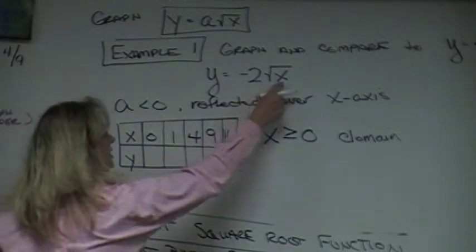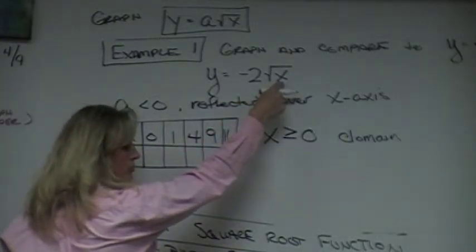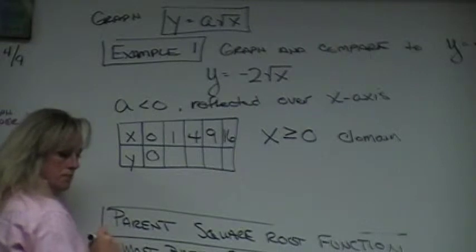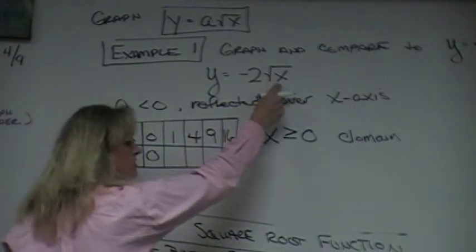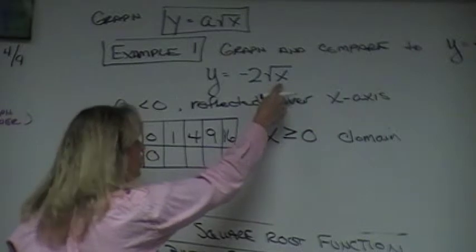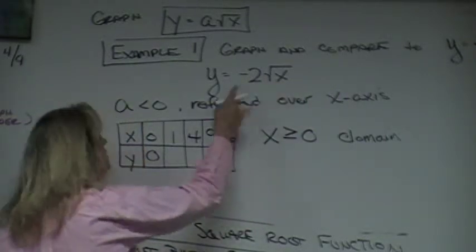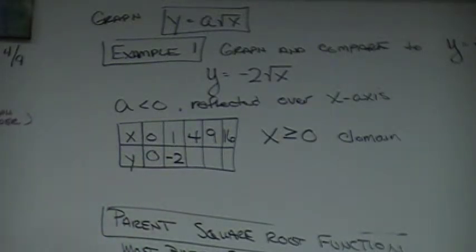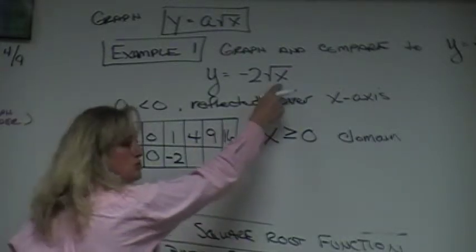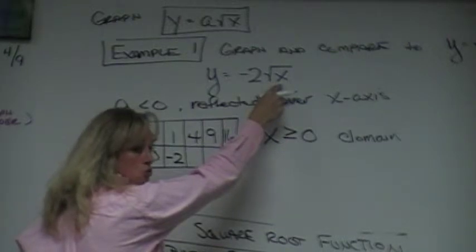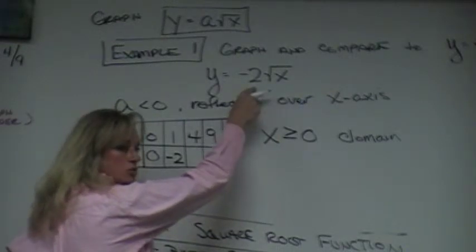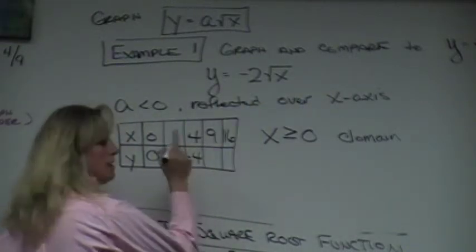Guys, put 0 in here for x. What's the square root of 0? 0. 0 times a -2, 0. Everybody got that with me? All right, now put 1 in here. What's the square root of 1? 1. What's 1 times a -2? -2. Everybody got that with me so far? You see how I'm doing it? All I'm doing is taking the square root first and then multiplying that number by the -2. Okay? Now put 4 in here, guys. What's the square root of 4? 2. Now what do I multiply 2 by? By -2. What's 2 times a -2? -4. Good.